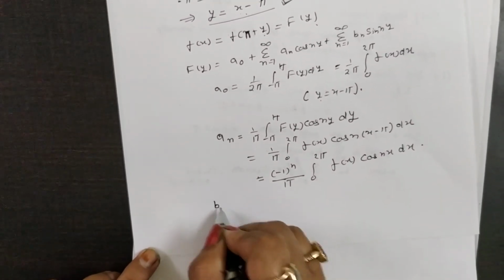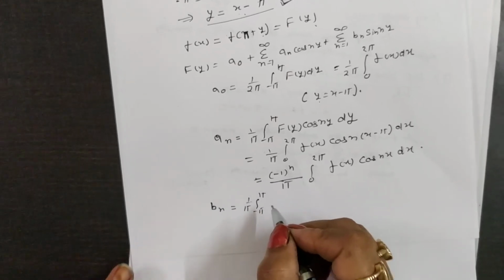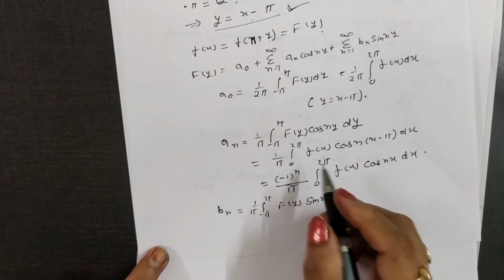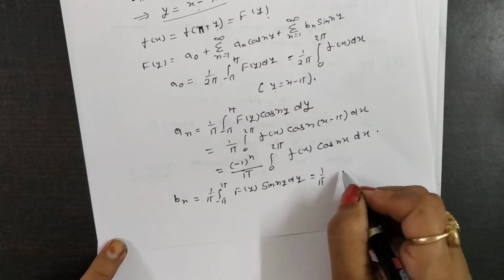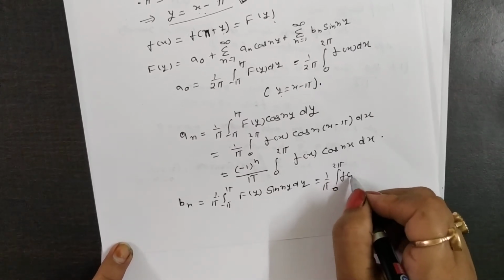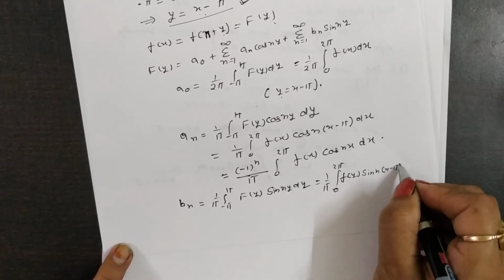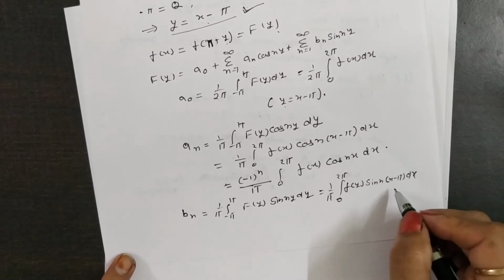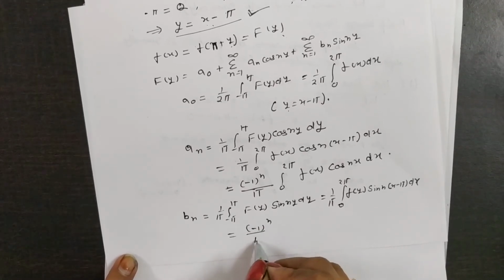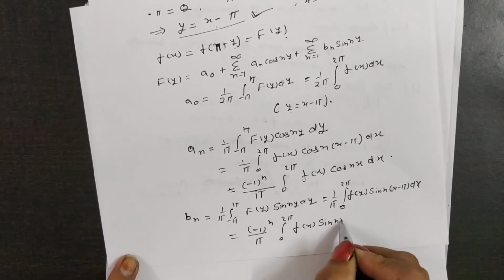Similarly, you can obtain bn, which is again 1 by pi, integral from minus pi to pi of f of y sin ny dy. Now again substituting the term, this is 1 by pi, integral 0 to 2 pi, f of y, which again becomes f of x, and this term is sin of n times x minus pi dx. Now applying sin a cos b minus cos a sin b, you get the resultant value minus 1 to the power n by pi, integral 0 to 2 pi of f of x sin nx dx.